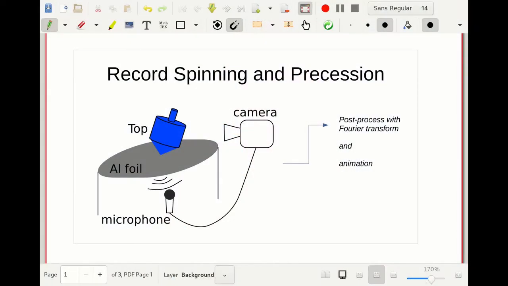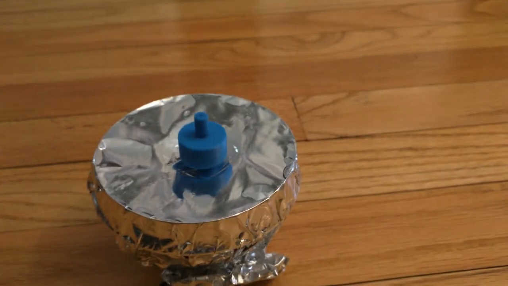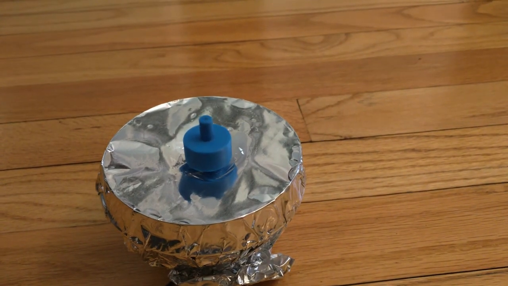In our spinning top experiment, we had a camera set up that was watching a top spin on top of some aluminum foil. And as that was spinning, we could actually record the vibrations and measure the spinning rate. So the spinning produced that sound.